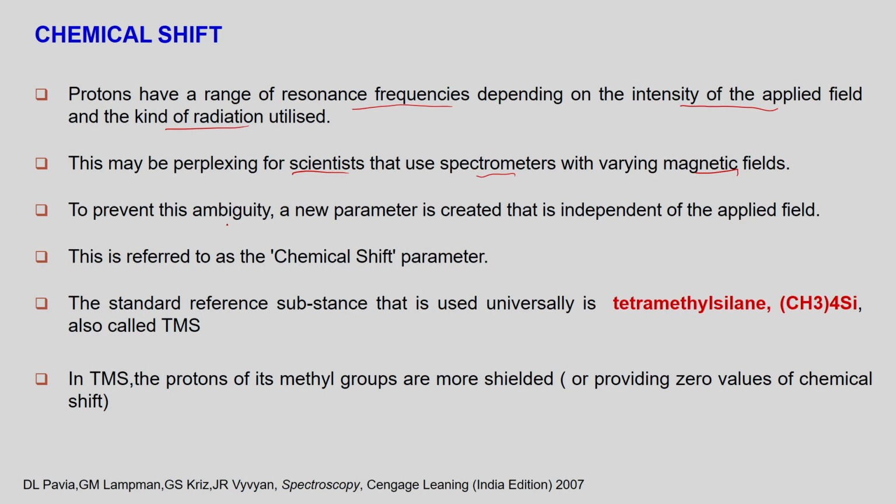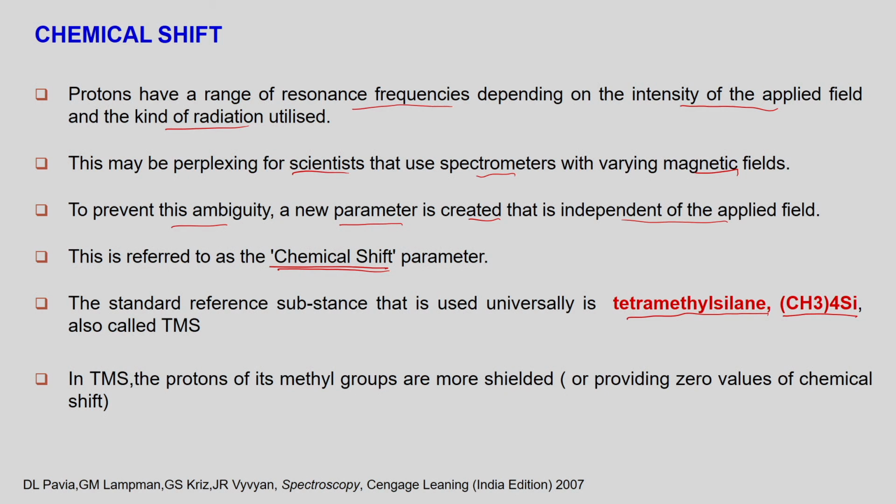Let us see. To prevent this ambiguity, a new parameter is created. This is called chemical shift, which I just now mentioned. So, instead of saying that at this particular frequency you have this much absorption, can we use a reference compound which is 0? So, we use that compound which is called tetramethylsilane. It is four methyl groups attached to silane.